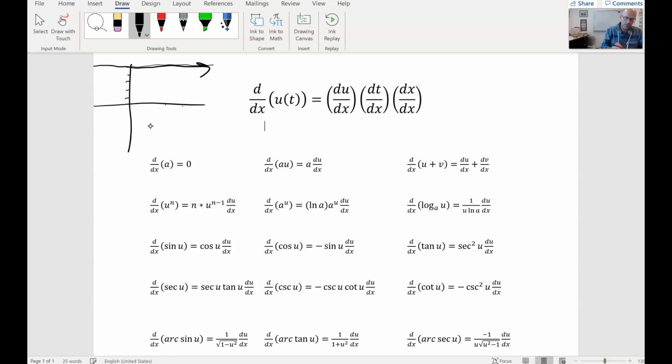So that's that. This is kind of a common sense thing here. The derivative of a constant number is 0. Okay, so that's the first rule.